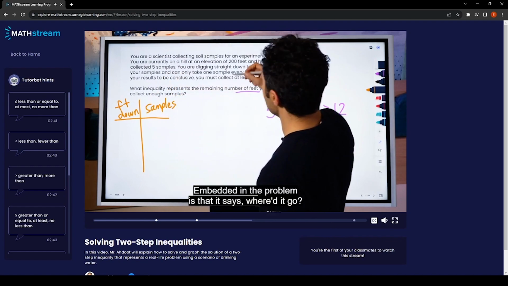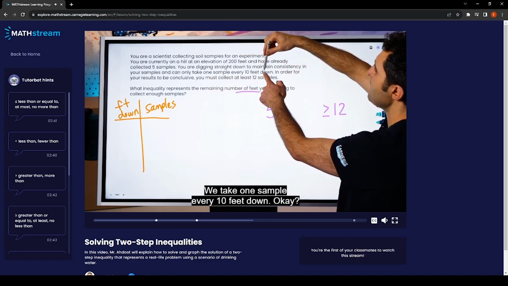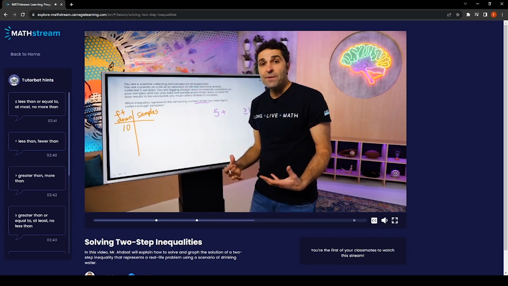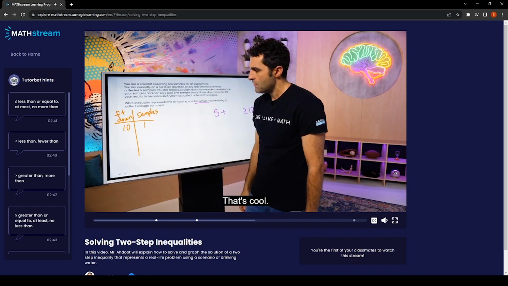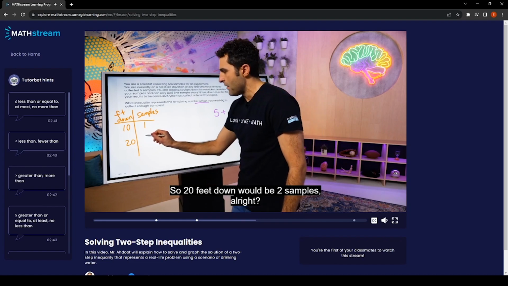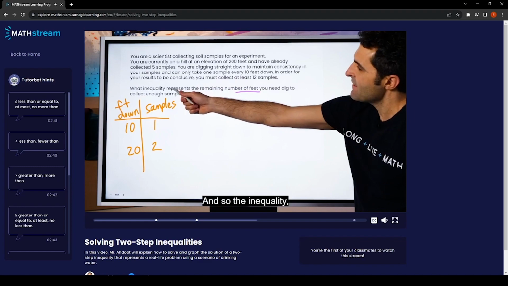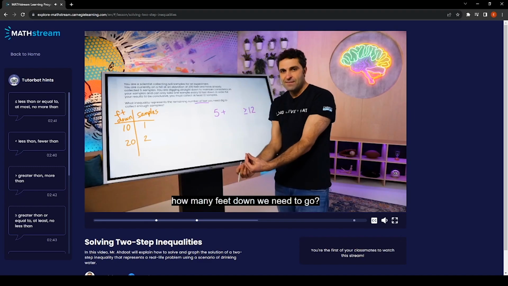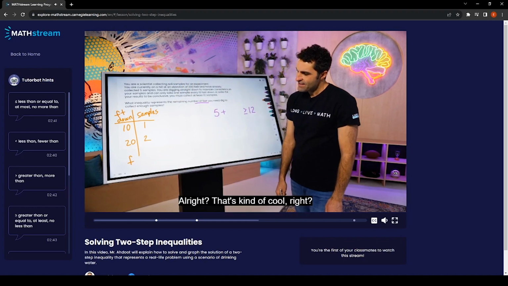Embedded in the problem is that we take 1 sample every 10 feet down. So let's say this is 10 feet down. That would be how many samples? 10 feet is 1 sample. That's cool. So what I like to do is create a bit of a pattern. 20 feet down would be 2 samples. I'm comfortable with this so far. And the inequality wants the number of feet, how many feet down we need to go. So that's the thing we don't know.